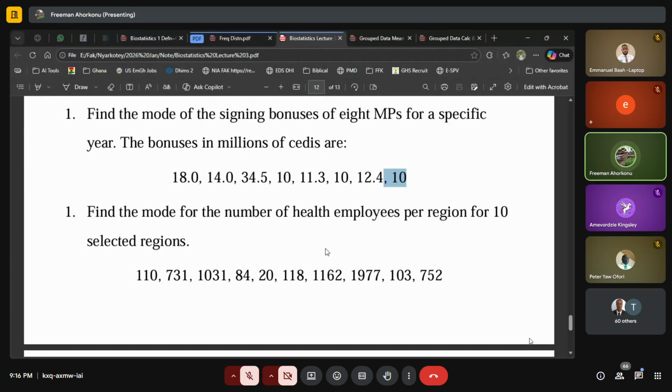So in one region, there are 110 employees. In another region, there are 731. Another region, there are 1,031 employees. Another region has 84. Another has 20. Another one has 118. Another one has 1162 and 1977, 102 and 752 number of employees in the 10 regions. What is the mode for this data?